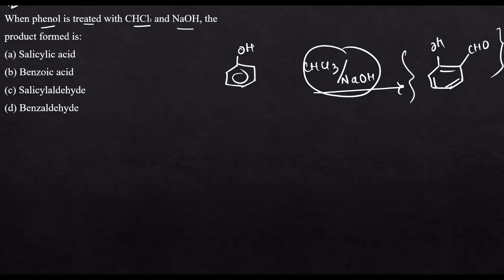As the aldehyde group can be added at the ortho position here, which of the following will be the possible answer? Salicylic acid, benzoic acid, salicylaldehyde and benzaldehyde. We know that if an aldehyde group is at the ortho position in a phenol compound, then that will be salicylaldehyde. So the answer will be salicylaldehyde.